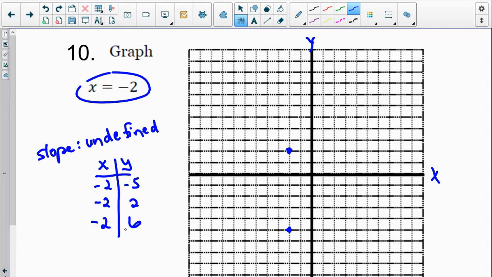And my third ordered pair here, I have an x value of -2 again, and now I have a y value of 6. Well, let's see, what kind of a line could possibly go through all three of those points at the same time? That line would have to be perfectly straight up and down, or vertical. And remember, that's the type of slope that we would have. It's a vertical line that never crosses the y-axis, so it doesn't have a y-intercept. It kind of runs parallel to the y-axis instead.